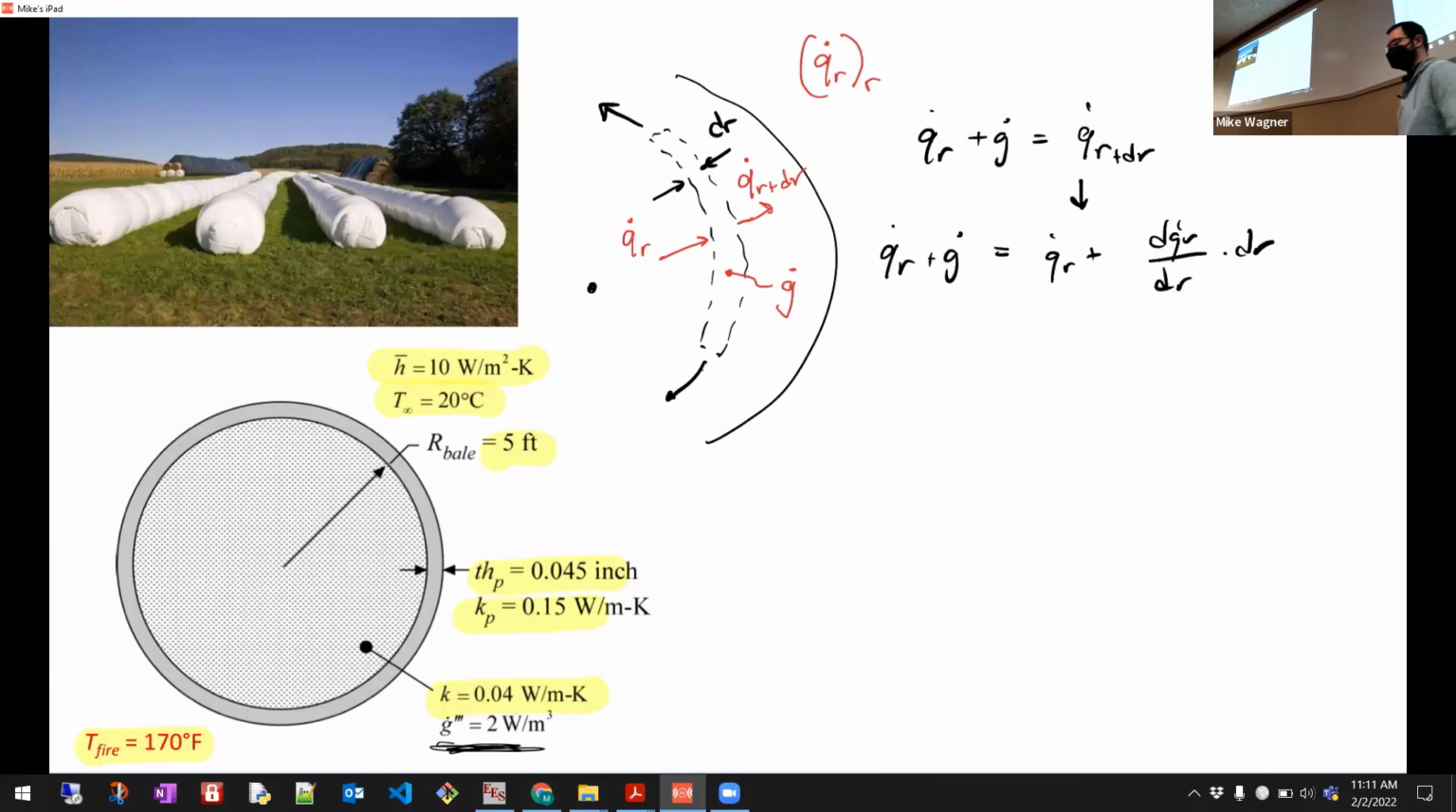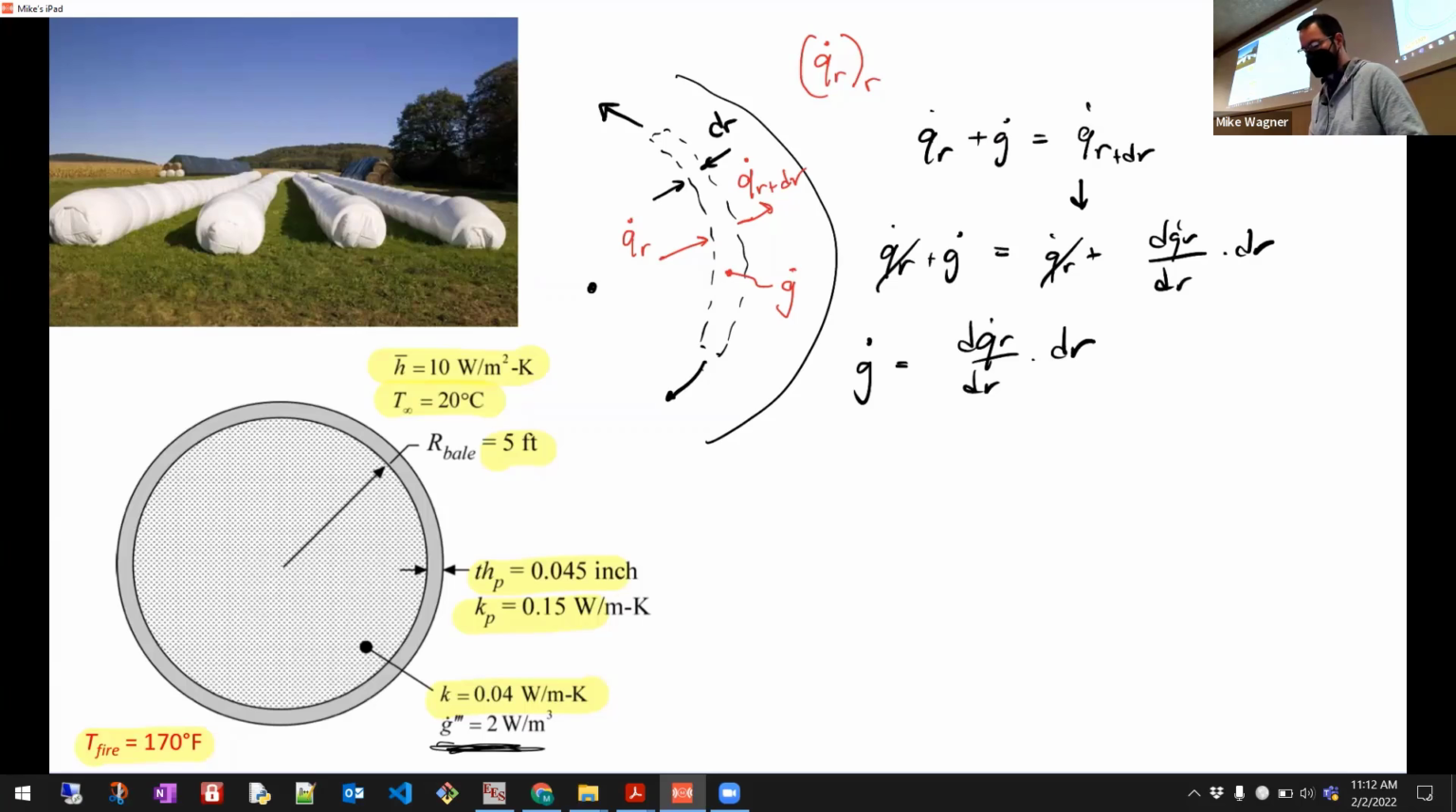Using the derivative as dr goes to 0. Okay, now we need rate equations. First of all, this goes away, and we're left with the expression that G dot is equal to dQ dot r/dr times dr. We can't cancel out dr because there's G dot on the other side. Before, we could cancel it out and we were just left with dQ dot/dr equals 0. Now we still have to keep dr because we have G dot.